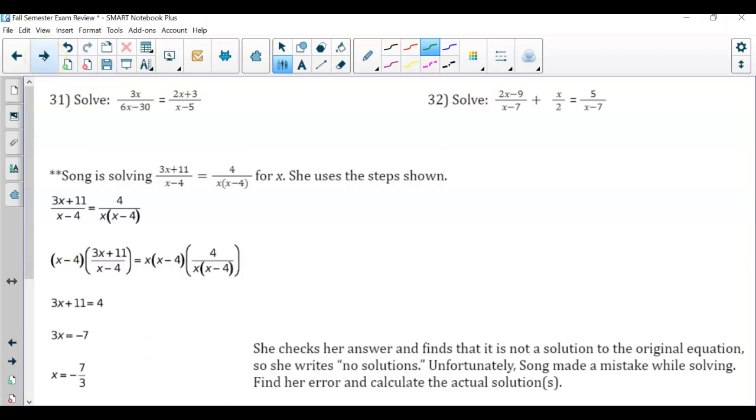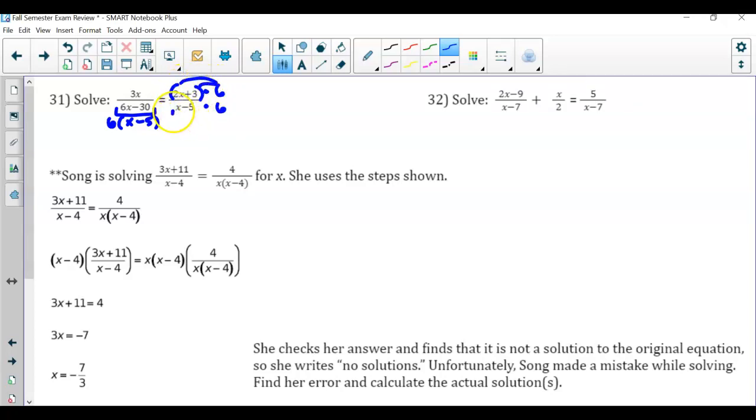Question 31 and 32 are solving equations. Before we do, I'm going to notice that if I can factor in my denominator, I'm going to factor. So here I've got a GCF of 6, so 6 times x minus 5. That means in order for these to have a common denominator, 6 times x minus 5, and this only has x minus 5, I need to multiply by 6, the missing factor here.